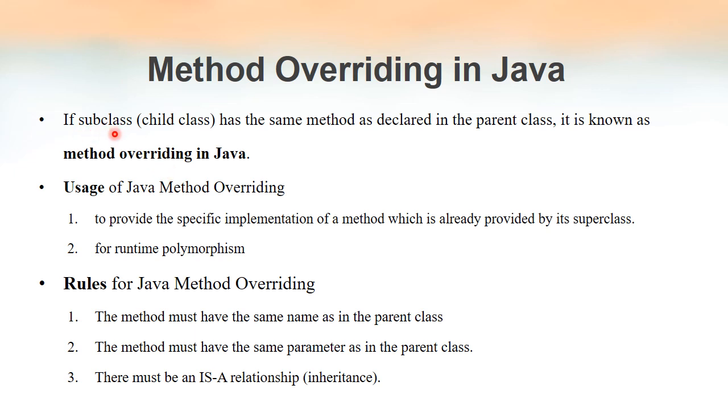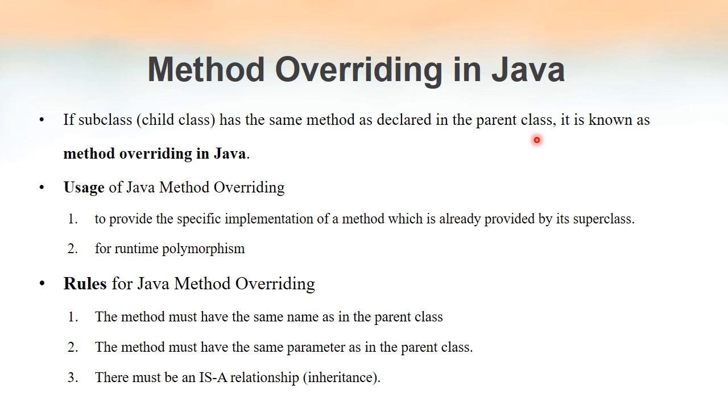That is why we mention here the subclass, meaning the child class. A class is said to be a child class only if it inherits some properties from the parent class. So method overriding can be defined like this: if the subclass or child class has the same method as declared in the parent class, that feature is known as method overriding.